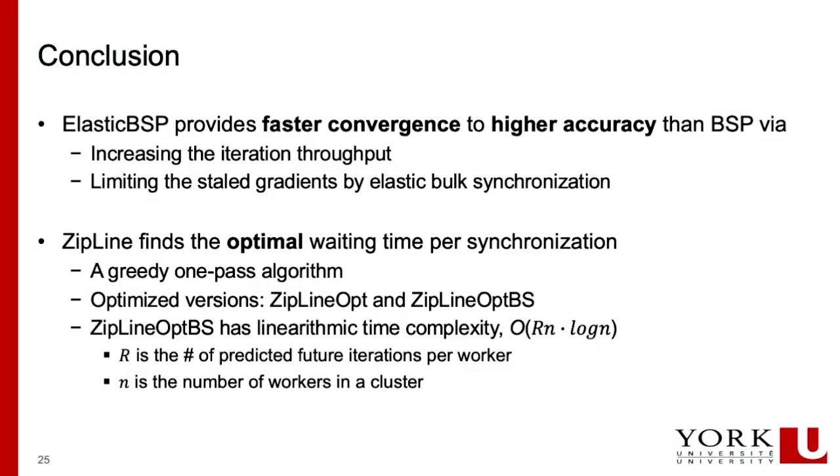In this video, we introduced ElasticBSP. It provides faster convergence to higher accuracy than BSP. We also introduced ZipLine, the algorithm that finds the optimal waiting time for synchronization. It is a greedy one-pass algorithm. We also introduced the optimized versions of ZipLine called ZipLineOpt and ZipLineOptBS. And ZipLineOptBS is the fastest among them. It has linear arithmetic time complexity.